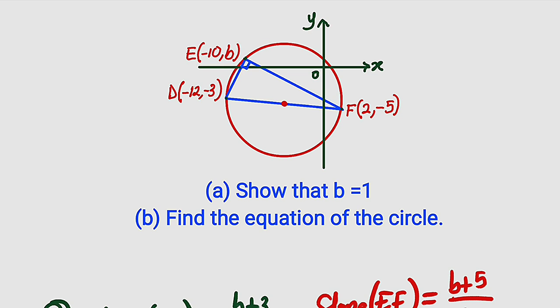And to find the midpoint, we take x coordinates, add them together, and divide by 2 to obtain the x coordinate at the center. So negative 12 plus 2 will give us negative 10, and negative 10 divided by 2 is negative 5. Then for y coordinates, we have negative 3 plus negative 5, that is negative 8. Negative 8 divided by 2 is negative 4. So negative 5 comma negative 4 is the center of our circle.